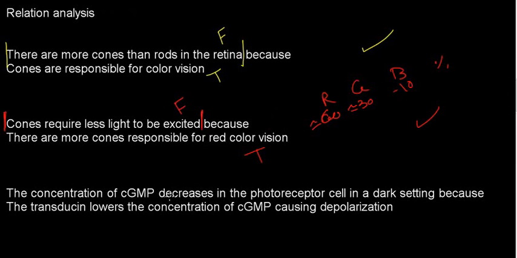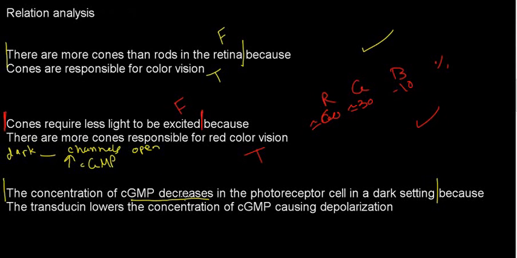The concentration of cGMP decreases in the photoreceptor cell in a dark setting. Oh, that's a rather large statement. Let's see. Well, we know that in a dark setting, there's no excitation, and the ion channels are open. The intracellular molecule that activates these channels and gets them to be open is the cGMP. So there's a lot of cGMP in the dark condition.